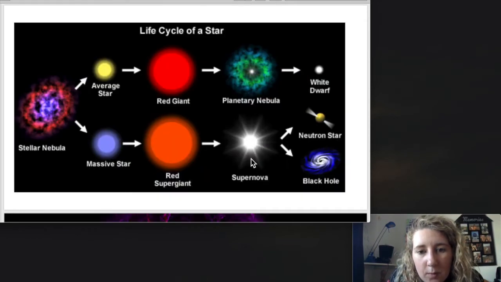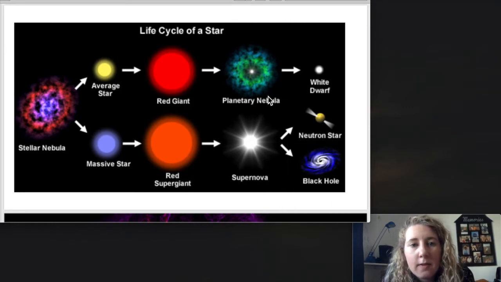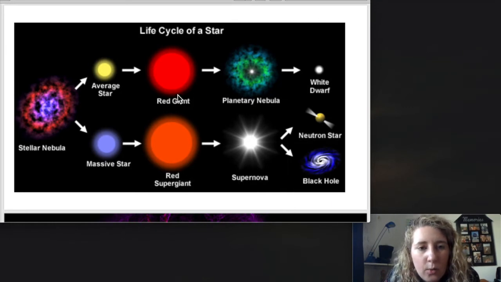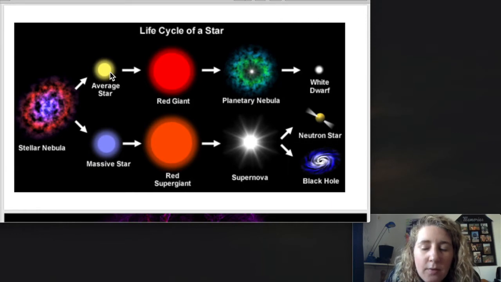So this is what we call the life cycle of the star diagram. This diagram is showing you the two different branches that a star can go down. Because the sun is an average star, it would have formed from a stellar nebula. It is halfway through its life, 5 billion years, another 5 billion years or so to go.